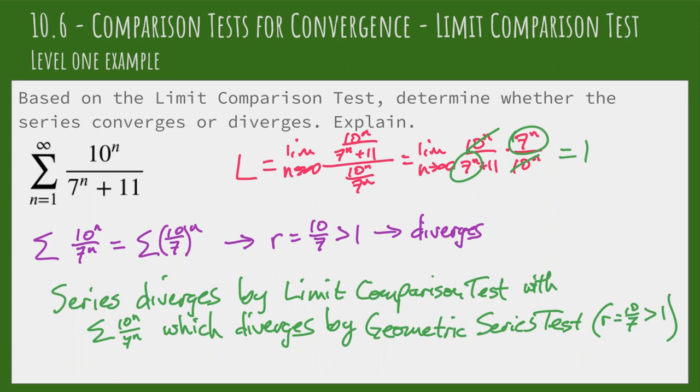And there you go. I do want to point out that from the very beginning, we could have used the nth term test for divergence to say that this series is going to diverge, because as n gets really big, the terms do not approach 0. So 10 to the n over 7 to the n, with n being some big number, is actually going to be a really big number, not approaching 0. So the limit comparison test here is not necessary, but it works.